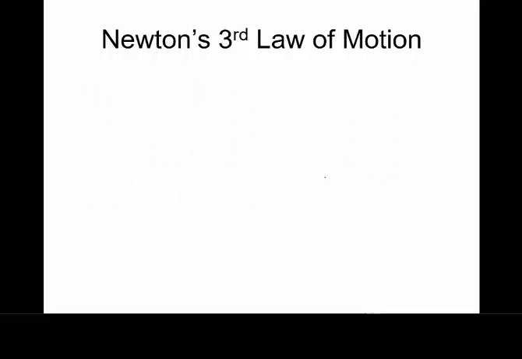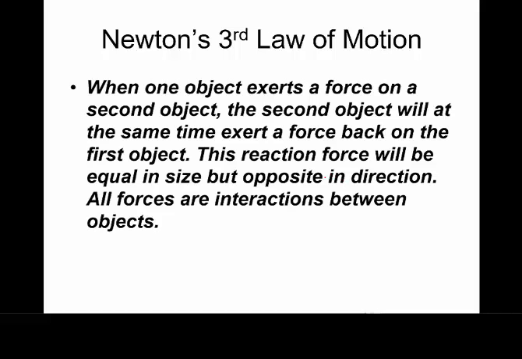Newton's third law of motion, this is one that if I started saying "for every action," I know a lot of people would be able to say "there's an equal and opposite reaction," except what is an action and what is a reaction? Well, here's a better way of thinking of Newton's third law. When one object exerts a force on a second object, the second object will at the same time exert a force back on the first object. This reaction force will be equal in size but opposite in direction. All forces are interactions between objects, and there are always two of them. One force acting on the second object, another force acting back on the first object. So we always have that.